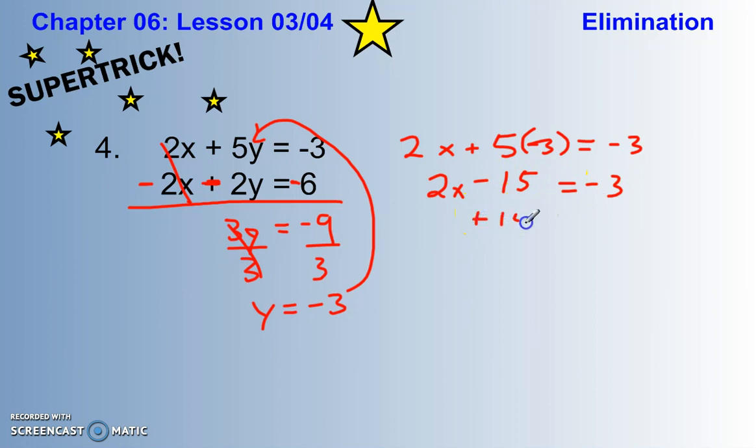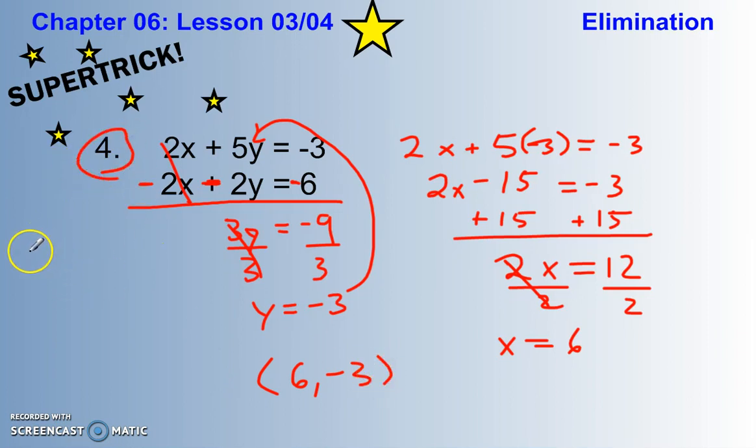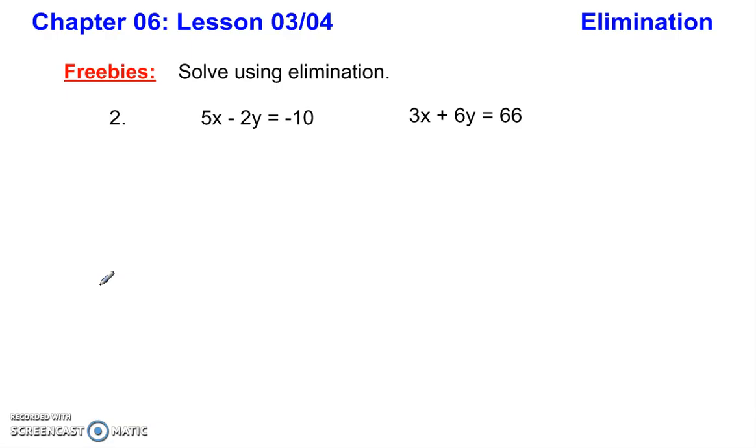Add 15 to each side, and 2x is equal to 12. Divide by 2, and x is equal to 6. So your ordered pair is 6 and -3, and that was number 4 on practice page 6-3. Alright, let's move on to practice page 6.4.